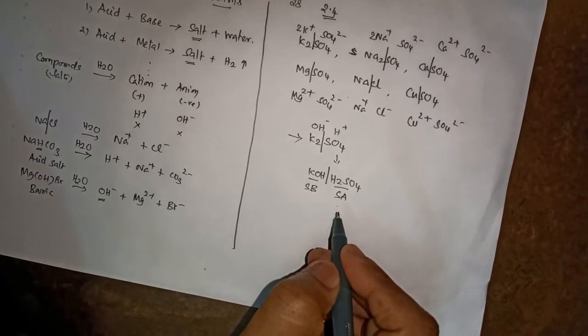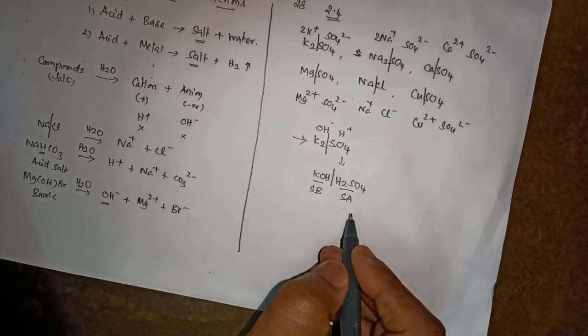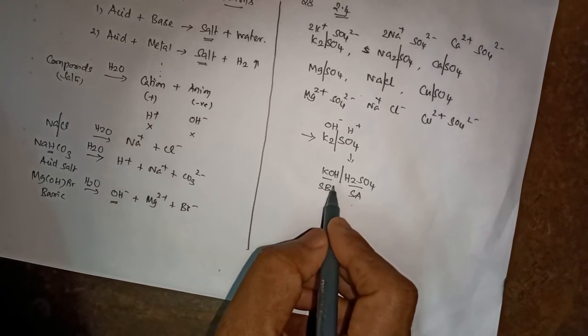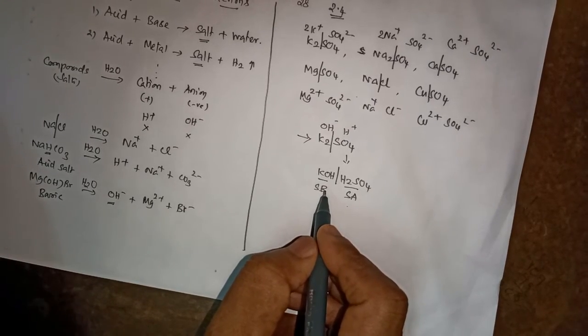What are strong acids? These are the acids which undergo complete dissociation. What are strong bases? These are the bases which undergo complete dissociation. That is called a strong base.